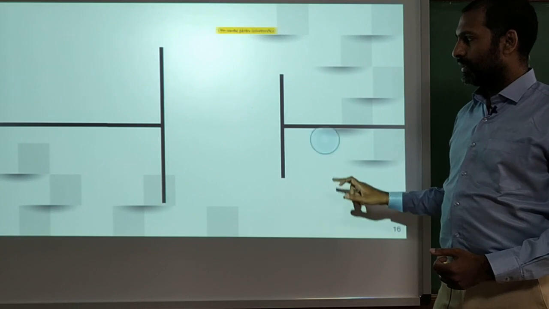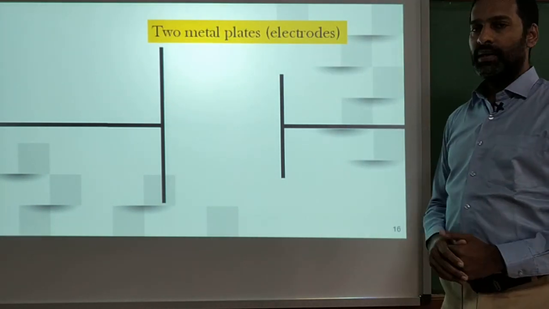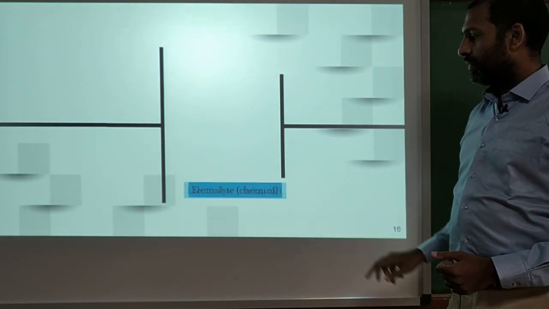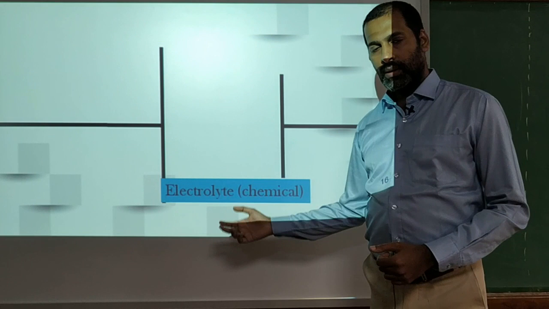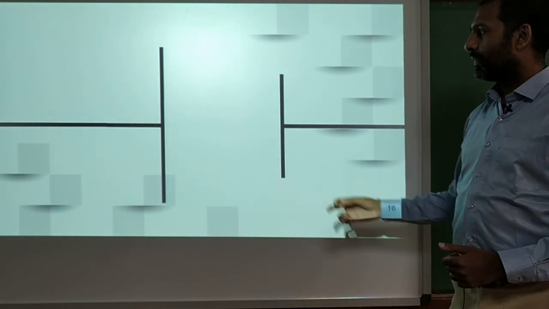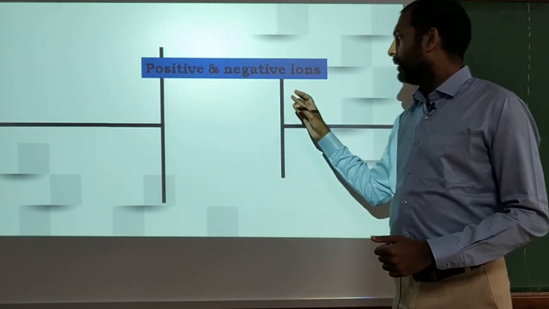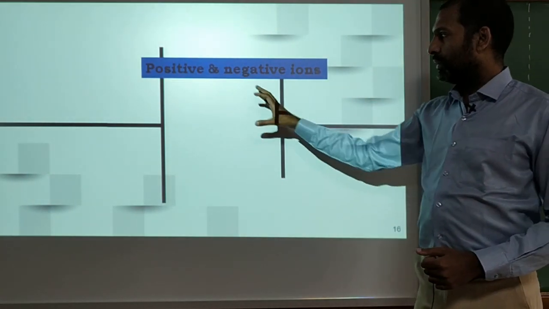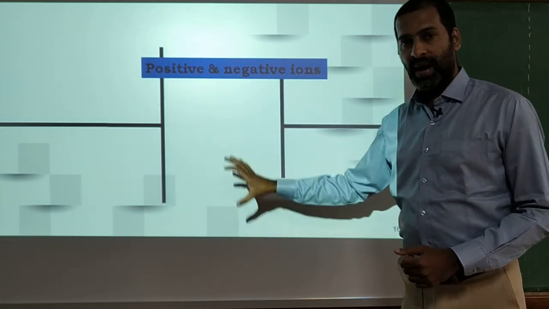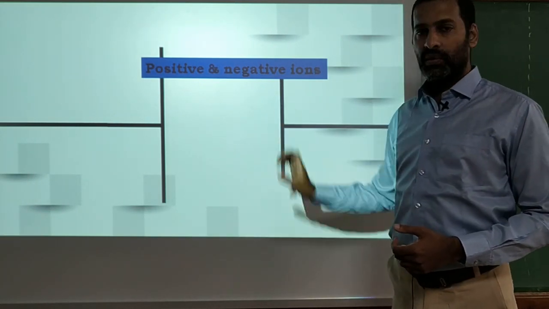So what happens inside that? There are two plates. These two plates are considered electrodes, and along with that we have some kind of electrolyte, which is a chemical. You might have studied the process earlier. Then we have positive and negative ions. So there is a chain of positive and negative ions inside the battery. We are talking about the inside view of the battery where positive and negative ions are there.